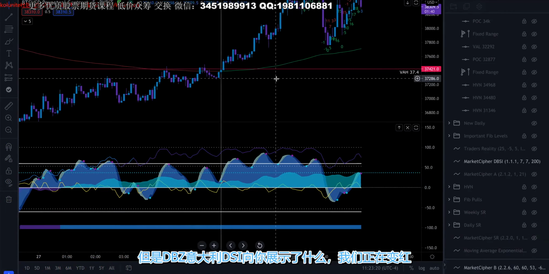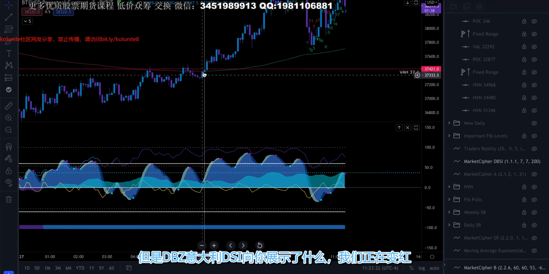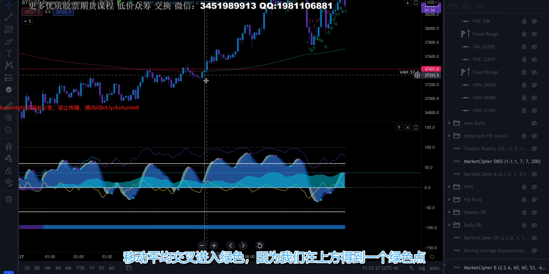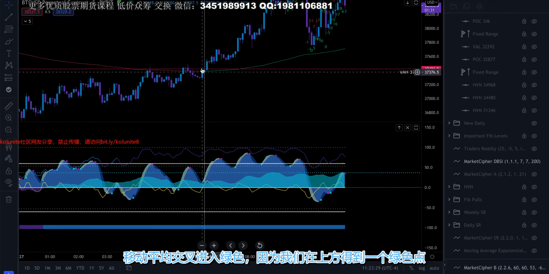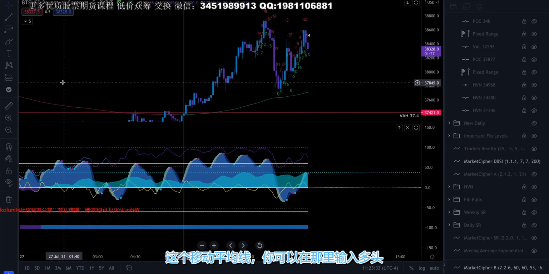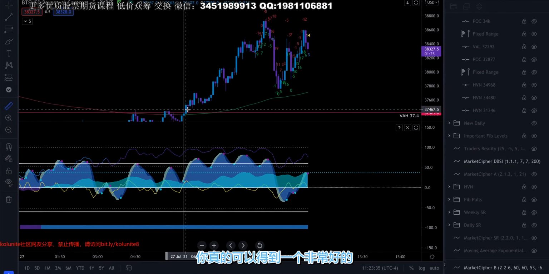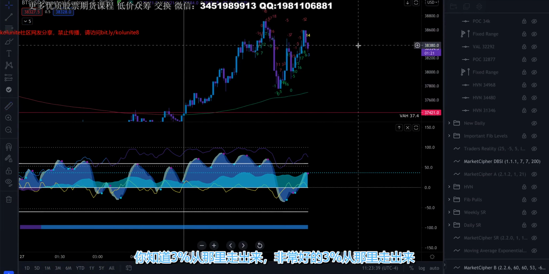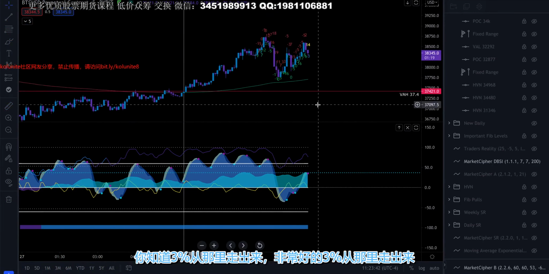But what is DBSI telling you? DBSI is showing you that we are getting the red moving average crossing into the green as we're getting a green dot, as we're coming above this moving average. And you could have entered long right there, and you really could have gotten a really nice 3% move from that. A really nice 3% move from that.